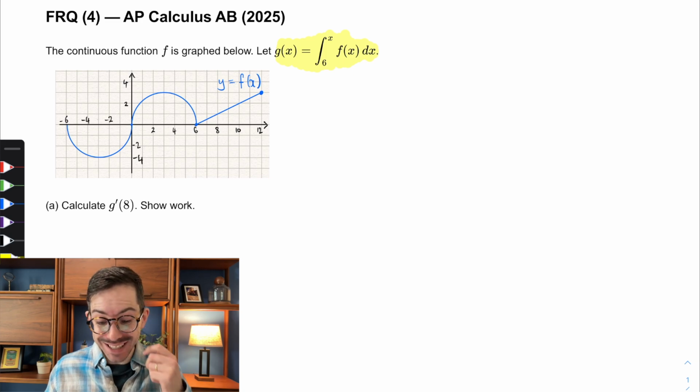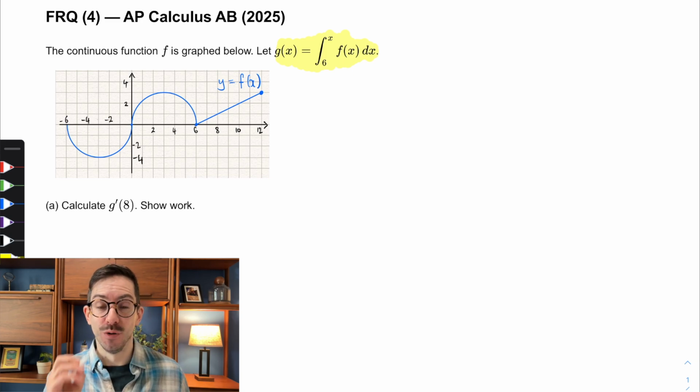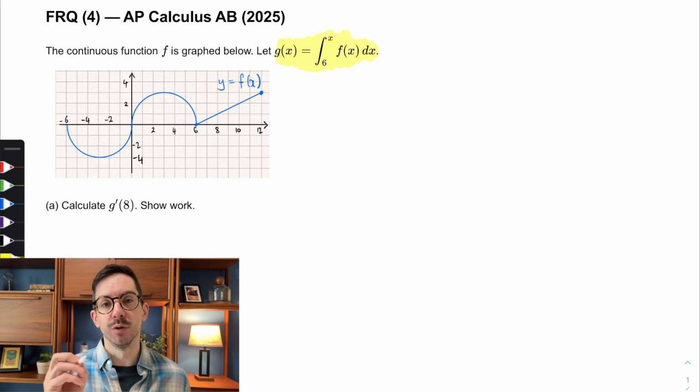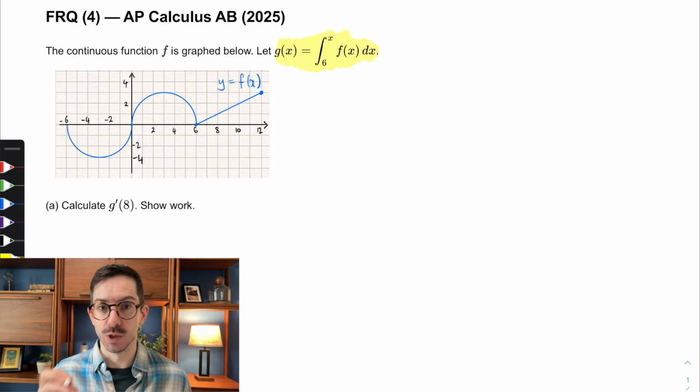Now, when I see a function defined like this on the AP exam, I immediately think Fundamental Theorem of Calculus. This definite integral where there's a variable as a limit screams Fundamental Theorem of Calculus. So we're going to use that at least once, probably multiple times throughout this free response question.